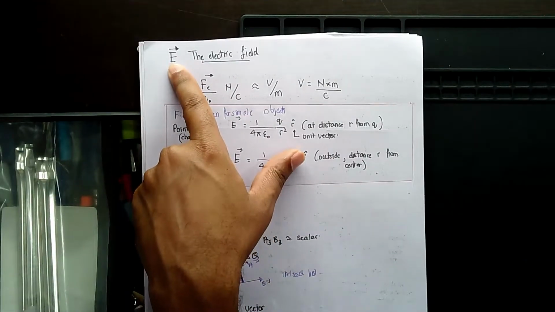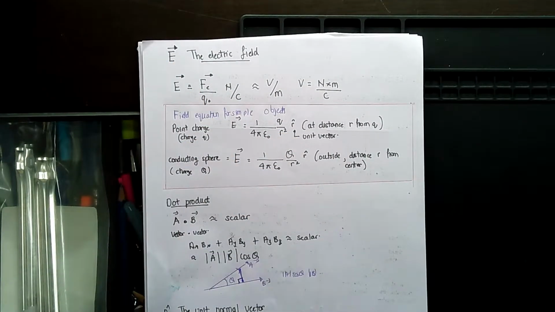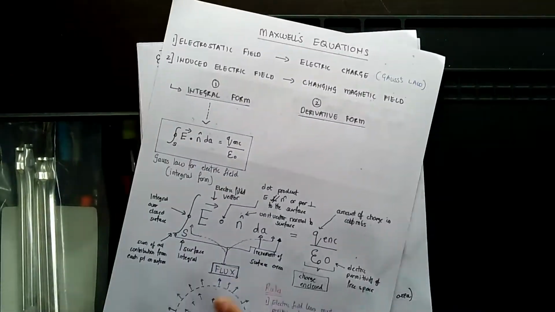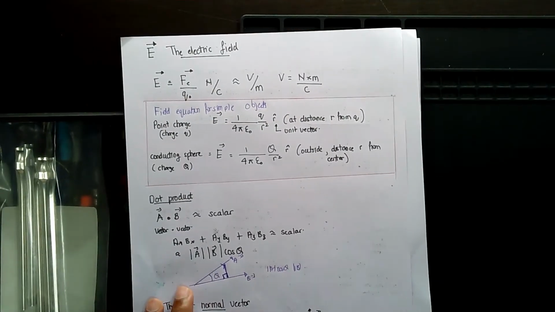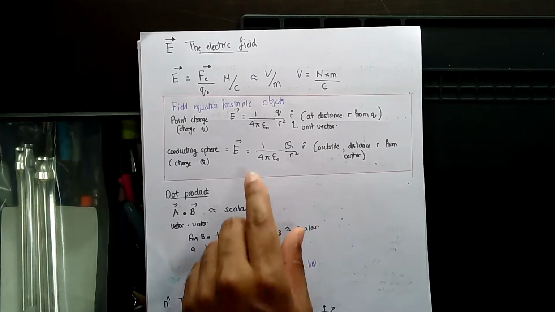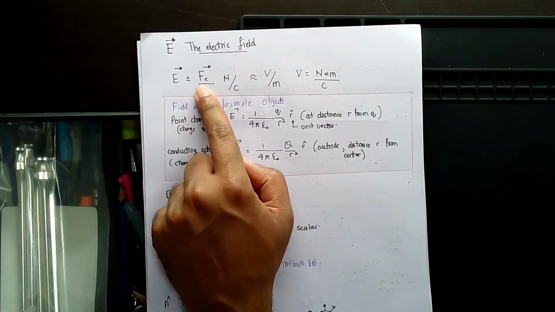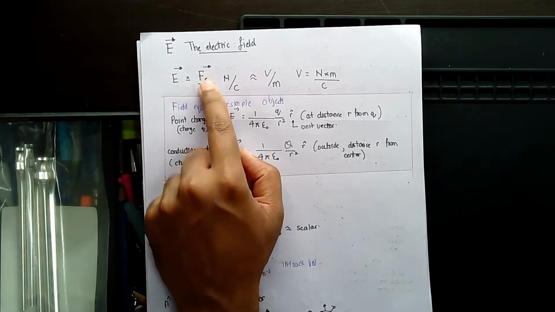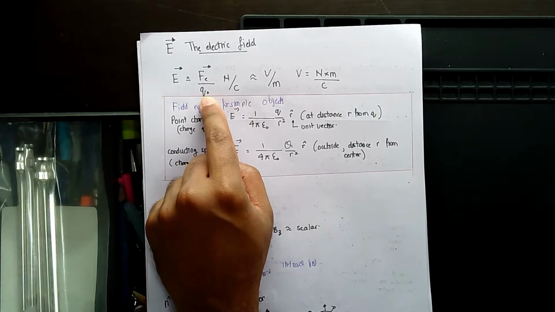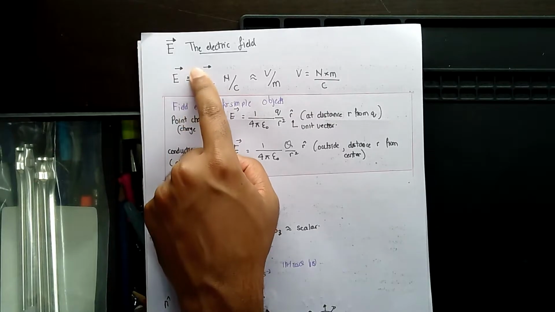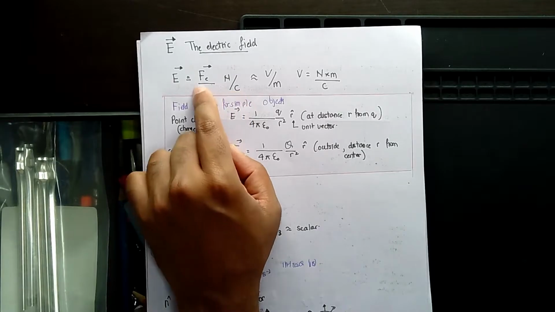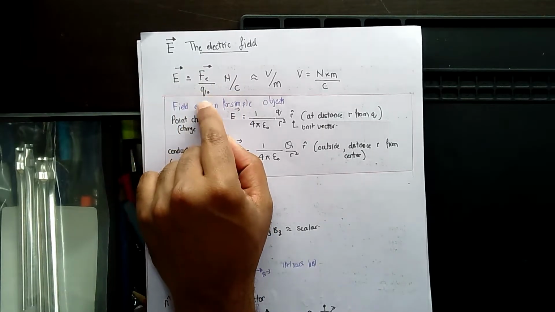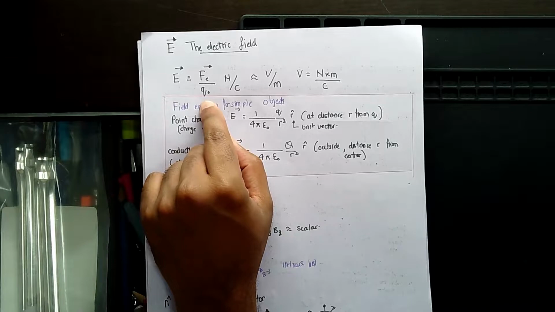So the first thing we want to focus on is the electric field, the E basically. What does this E signify? What is an electric field? The way you want to look at it is the electric field is the force acting on a charge, which is a coulomb. So the unit of an electric field is Newton per coulomb. So the amount of force that is acting on a particular charge.